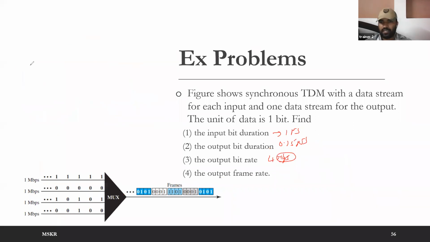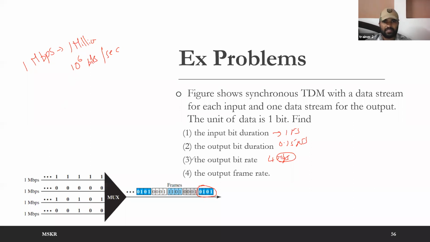Now they're asking you to find out the frame rate. How many frames are sent for 1 second? Now you can see this can be solved using two approaches. One approach is each input is generated with 1 Mbps speed, that is 10 power 6 bits per second. And as you can see in this diagram, each frame contains 1 bit from each user.